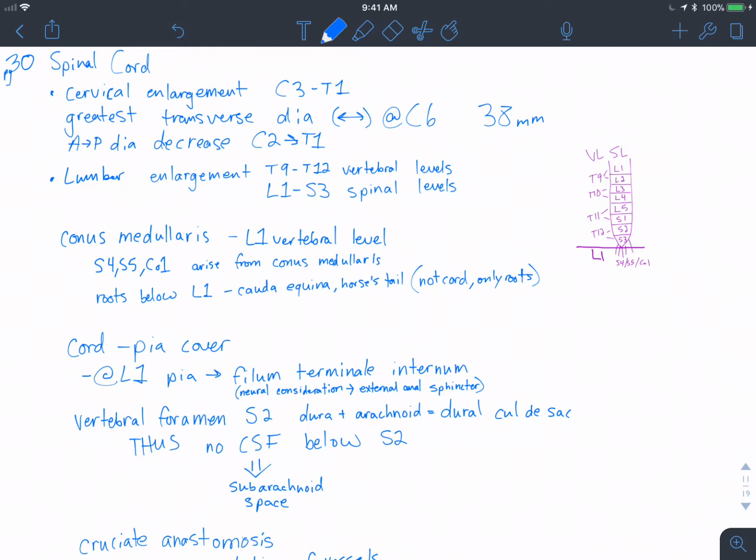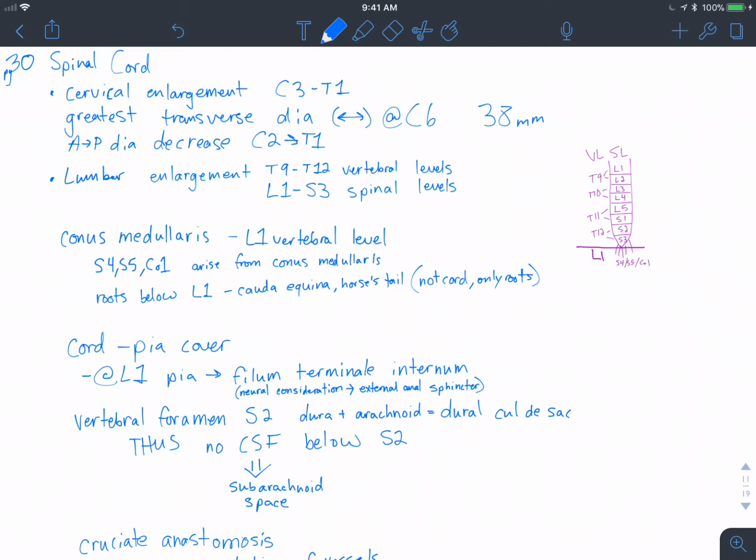So cervical enlargement, just our simple level C3 to T1. It's also associated with the greatest transverse diameter of the cord and the vertebral foramen. Okay, that is at C6. Keep that in mind. That specific level, C6, has got a lot going on. Okay, but this is the transverse diameter left to right. Okay, I wouldn't be as worried about the 38 millimeters. I feel like you got a couple other numbers that are probably better to know. All right. Keep in mind the A to P diameter, sagittal diameter, is decreasing from C2 to T1.